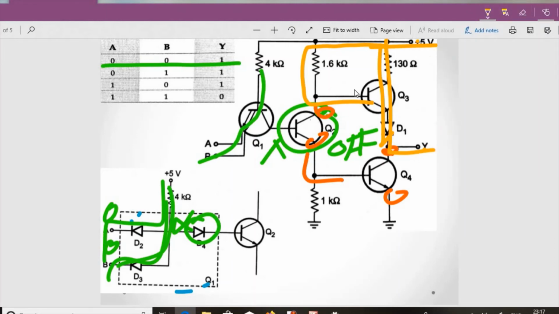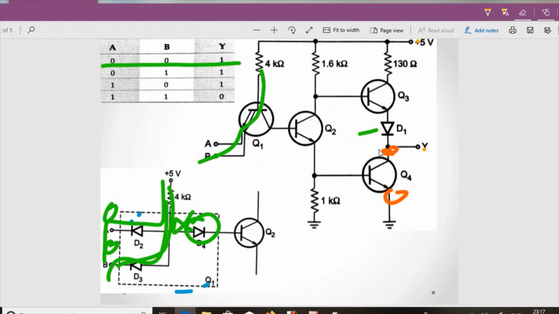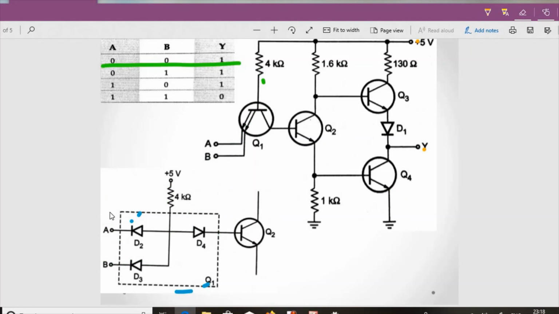Now we will take another case, that is your second one. Now what will happen, 0 1 or 1 0, either of it. We will consider both the same. Why? Because if you get 0 and 1, or you get 1 and 0 at any point of time, either of the diode D2 or D3 would definitely be conducting. So again the same thing would happen, all the current would be drained out here.